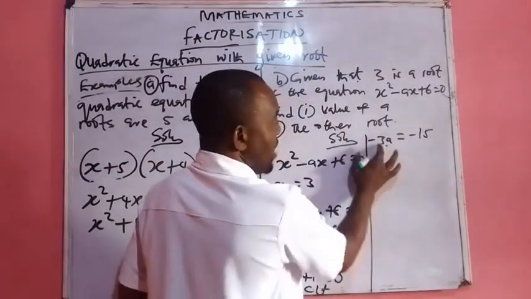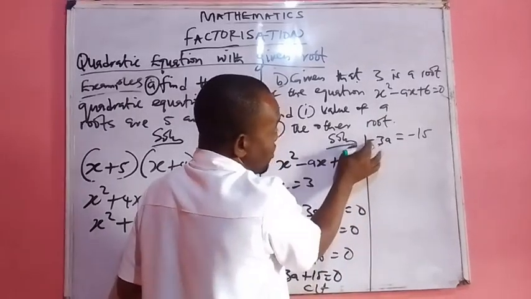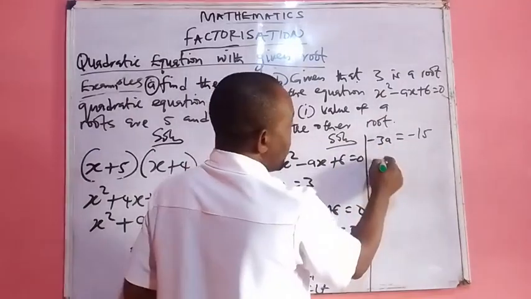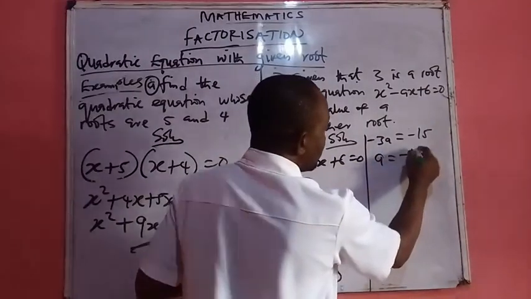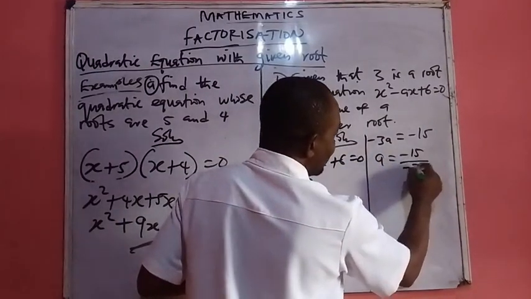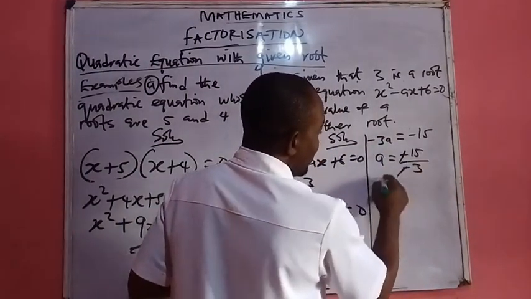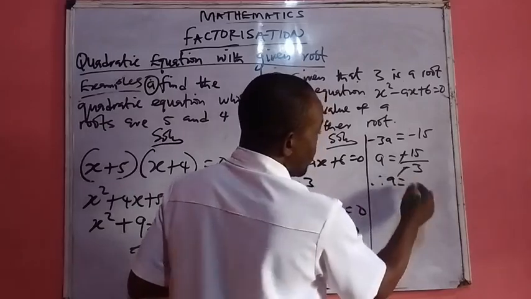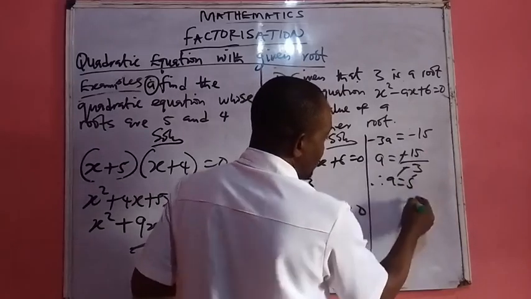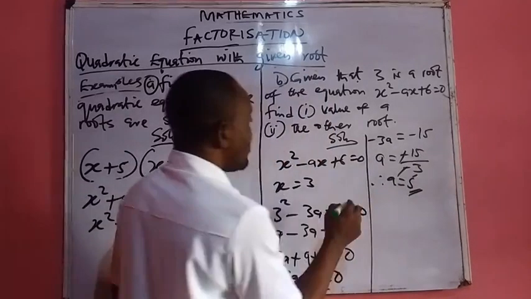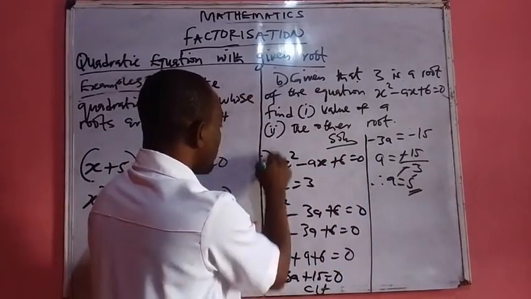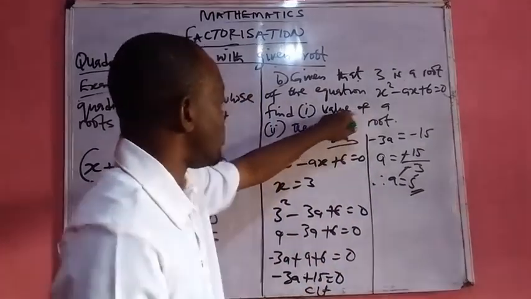So divide both sides by minus 3. Since there is minus here, we need to remove this minus. So now I have a equal to minus 15 over minus 3. The minus cancels the minus, therefore our a will now be equal to 5, since 3 going into 15 gives me 5. So we have succeeded in looking for the first one. They said a. We have done the first one.